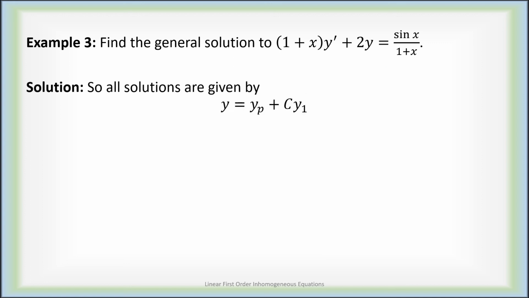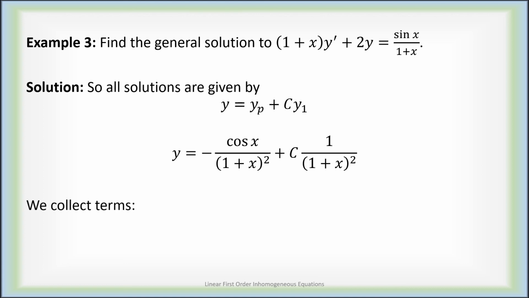So if we have found a particular solution to the inhomogeneous equation and can describe the entire family of solutions to the complementary homogeneous equation, well then, all possible solutions are given by y sub p plus a constant times y1. In other words, negative cos x over (1 plus x) squared plus an arbitrary constant times 1 over (1 plus x) squared. And we just simplify this a little bit, collecting terms to call it c minus the cosine of x over (1 plus x) squared. And there we have it. That's all possible solutions to the differential equation as given at the beginning.